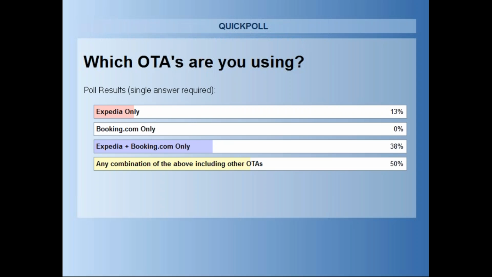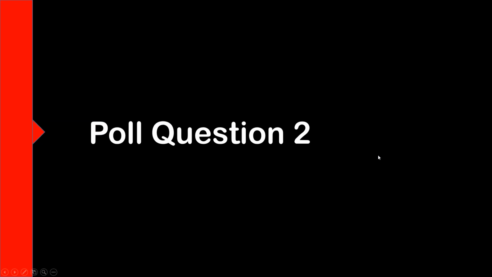I'm going to share the results with you. So 13% said, I'm only using Expedia. I found that's the best choice for me, or that's the only choice I want at this time. Nobody's using Booking.com only. 38% of you are using both Expedia and Booking.com. You're playing with the 2 biggest OTAs in the industry, and you think that's good enough. And then, interestingly enough, 50% of you are using some combination of others, whether that's Travelocity, Orbitz, Hotels.com, or other players that maybe don't tie into the Booking.com or Expedia channels. That's absolutely interesting. Thank you so much for sharing.